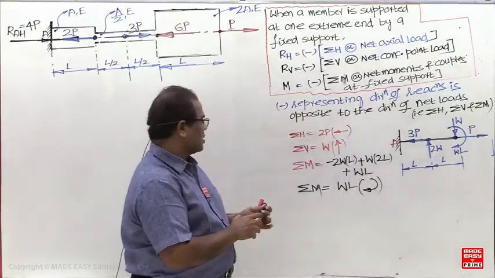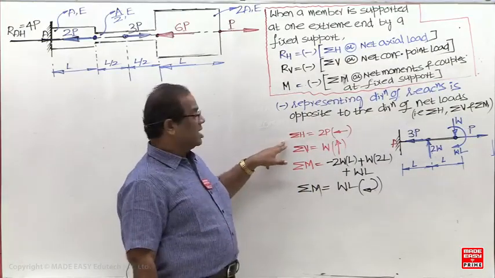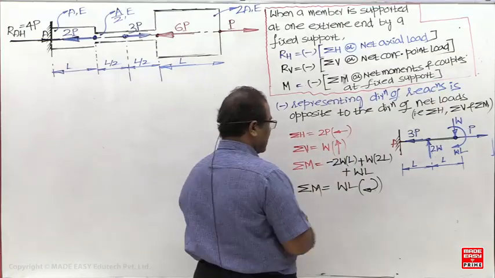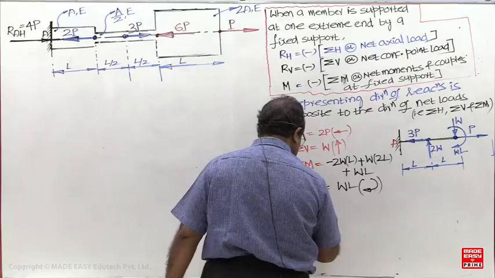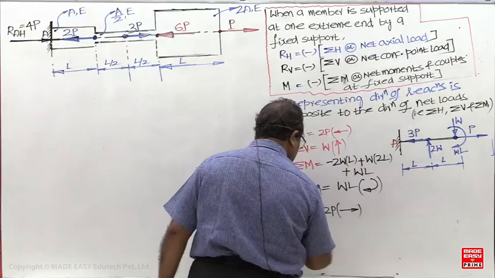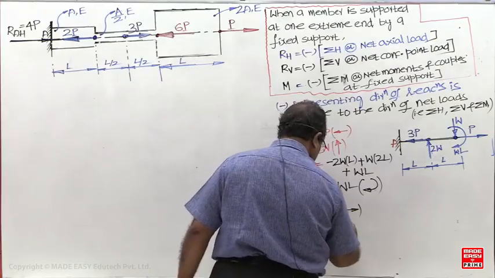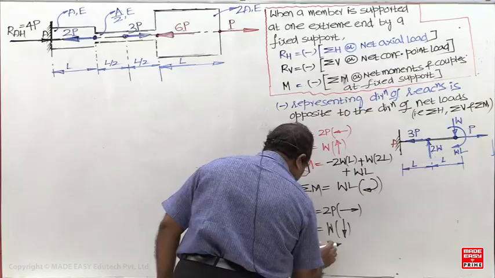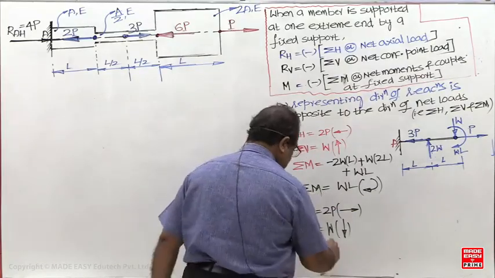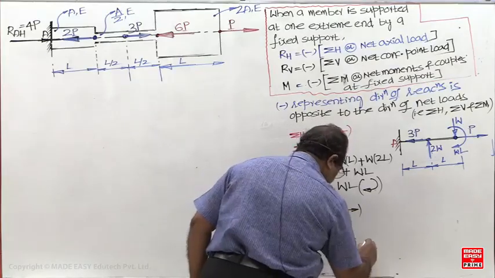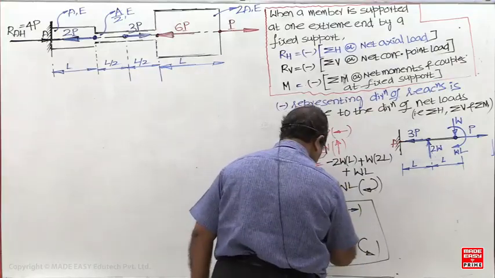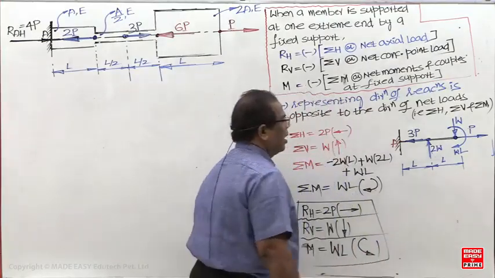Now you can give the reactions directly. What should be the horizontal reaction? The net load is 2P towards left side, therefore the reaction should be towards right side. So directly you put the horizontal reaction 2P towards right side. What is the vertical reaction? W downward. And what is the moment reaction? This is clockwise, so it should be anti-clockwise.